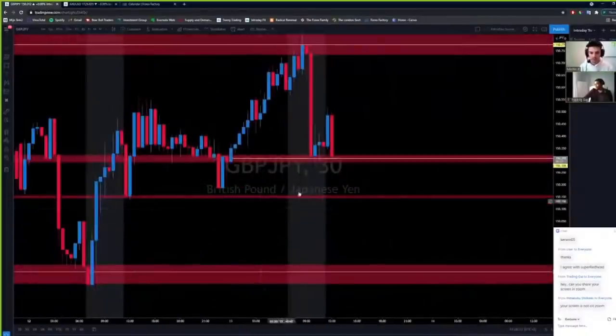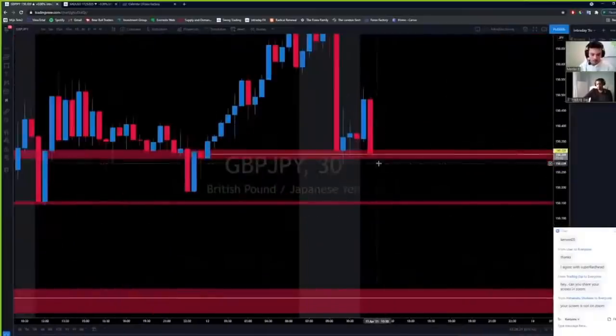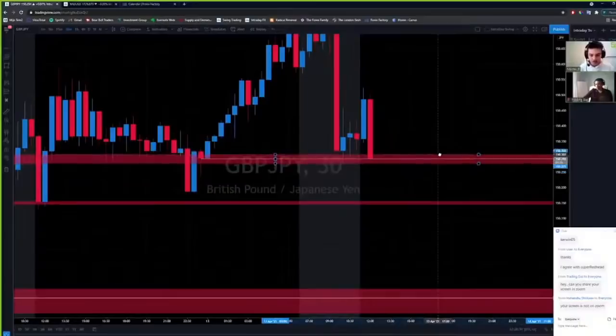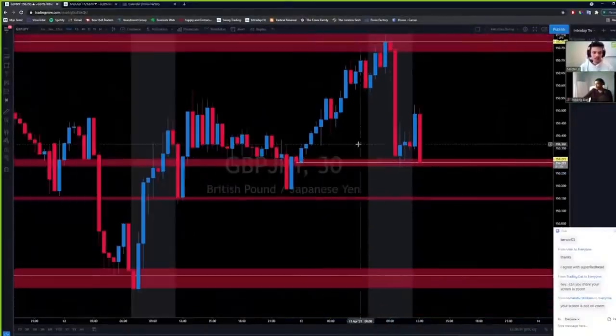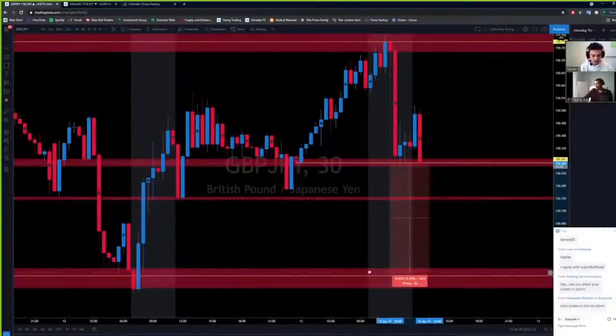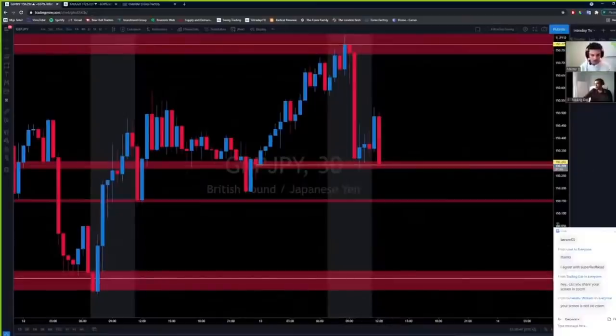So let's take a look at the 30-minute. The 30-minute is kind of closing like this. We see that there's an issue over there, and I think if the 30-minute can close below 150.300, you're gonna see some people taking sells on pound yen to come down to about 150, 150.20, and ultimately the 4-hour support.